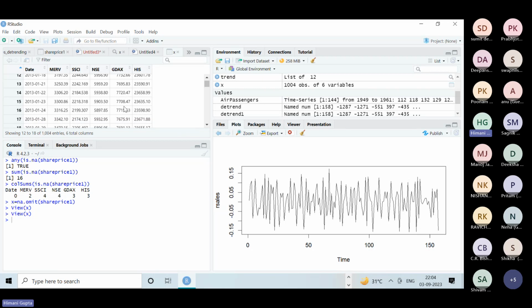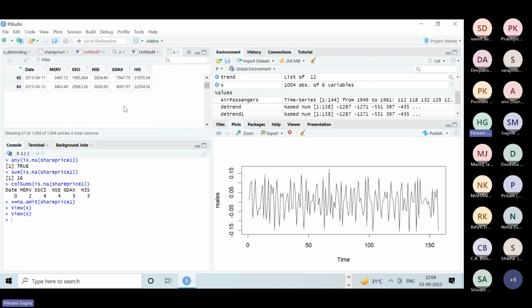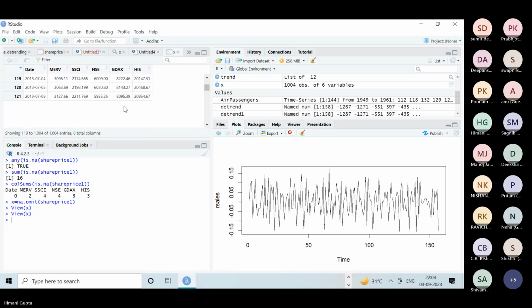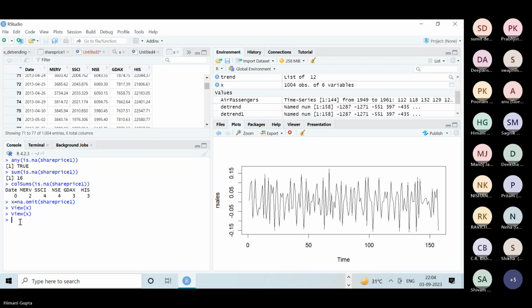Now this is my clean data. You will not find any NA term in this. This is my complete clean data. Now let me give the command to check for NA in X. Now it says false. X is not having any NA term. This is your clean data. Your data is clean now. Now the data is ready. So what I gave you as the share price data, this is your clean data.